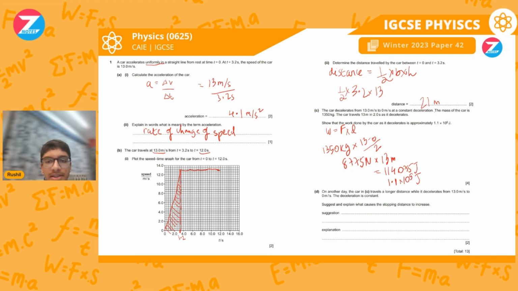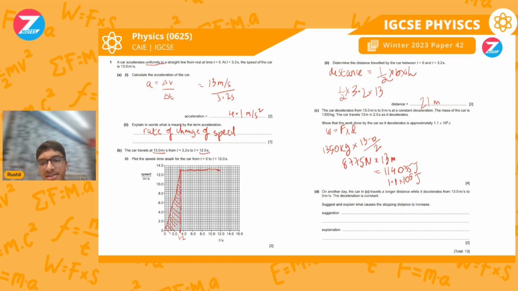Part D says that another day the car in part C travels a longer distance while it decelerates from 13 meters per second to 0 meters per second. The deceleration is constant. Suggest and explain what causes the stopping distance to increase. We know that the work done will be constant because work done is also a change in energy, the change in kinetic energy, because the initial kinetic energy of the car is the same, it will be the same.